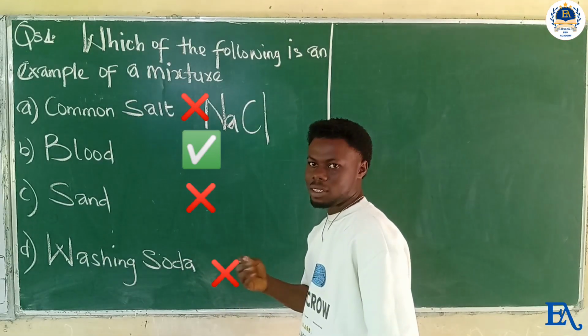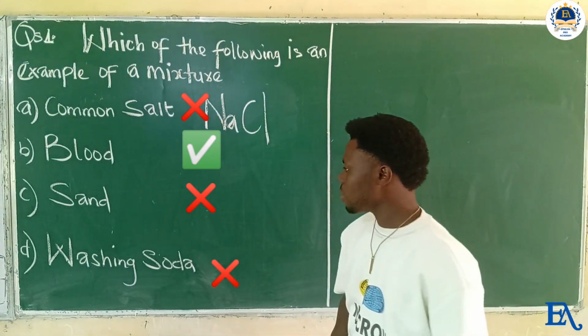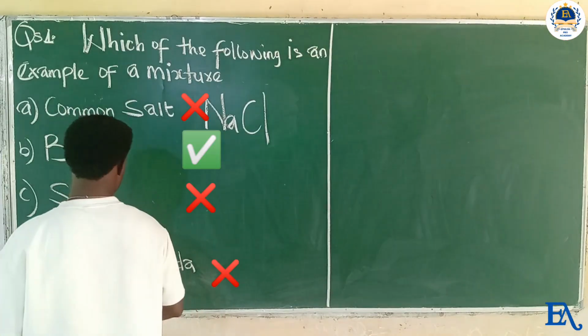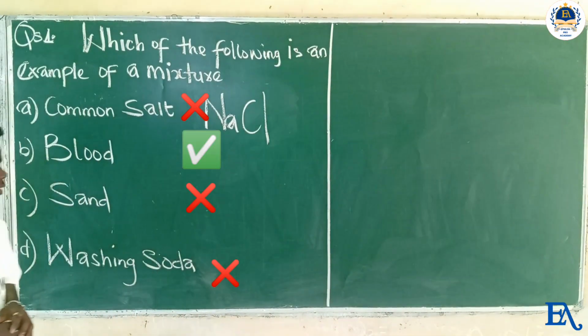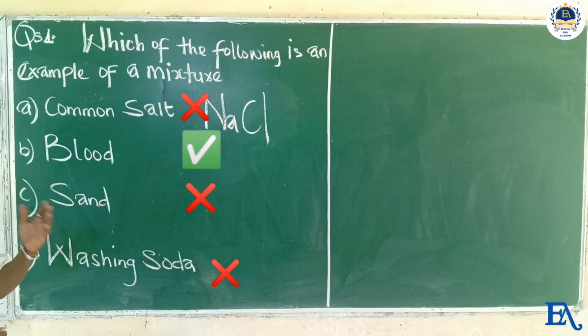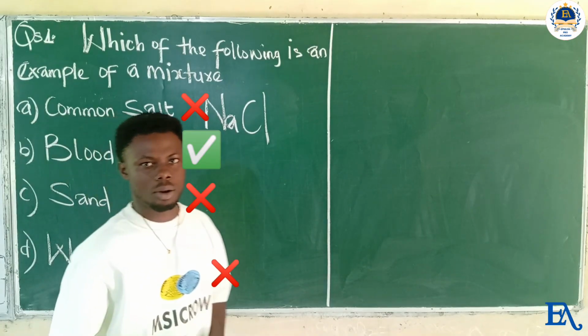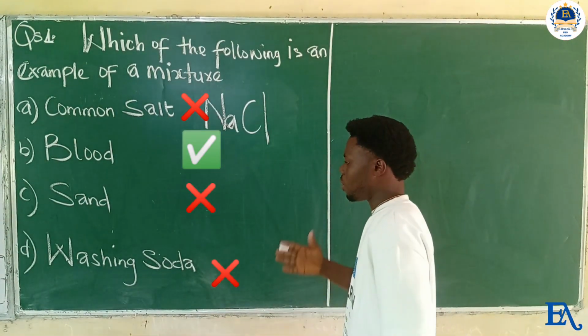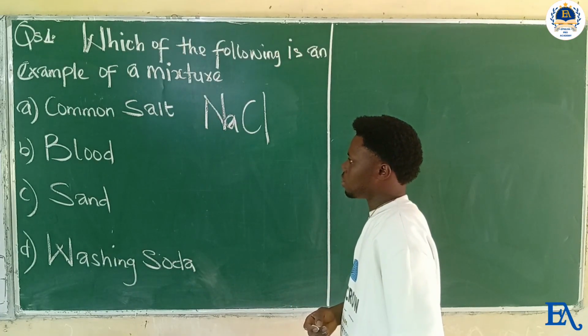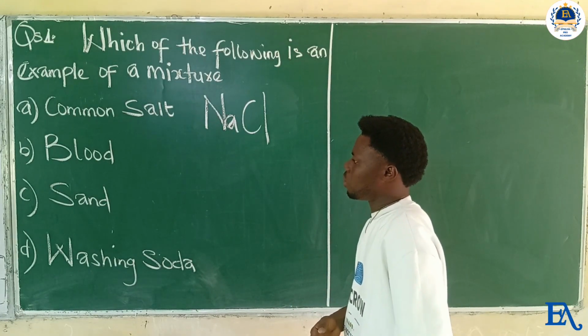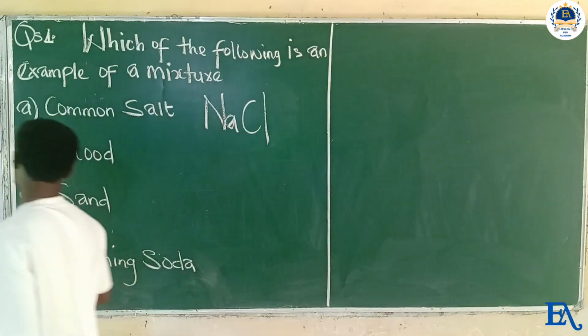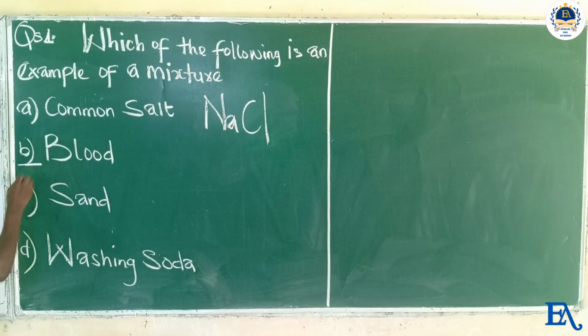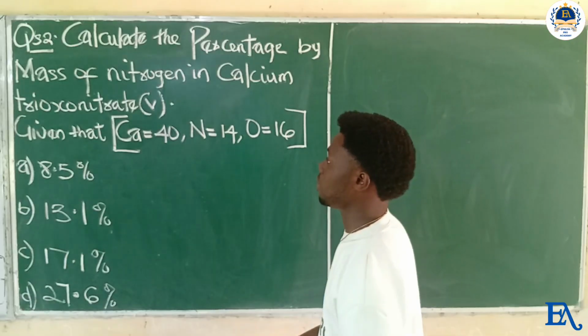But let us also examine other options. We have sand. Sand is the combination of silicon and oxygen. Combination of two elements, silicon and oxygen. So this is a pure compound. Option D, we have washing soda. Washing soda is sodium trioxocarbonate(IV) decahydrate. So this is a pure compound. It is not a mixture. So the correct option on the board is option B, blood. So let's consider question number 2.